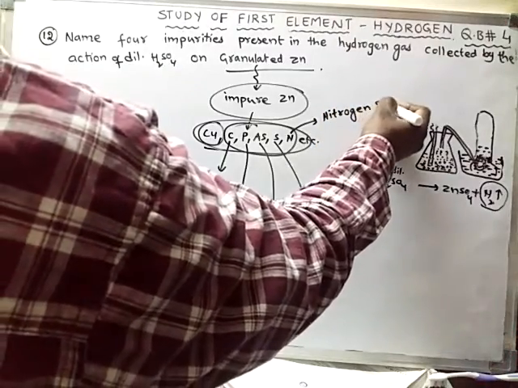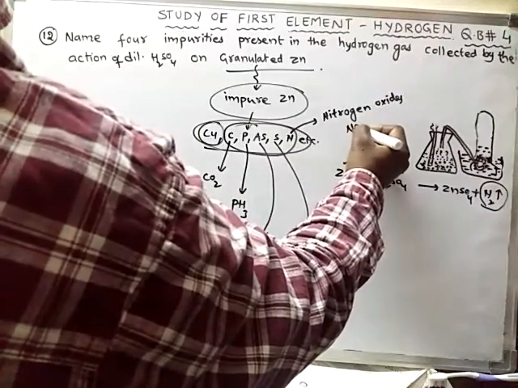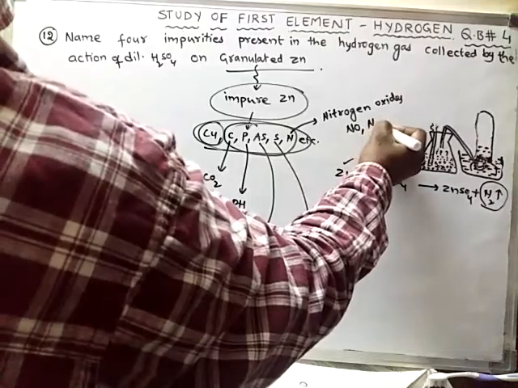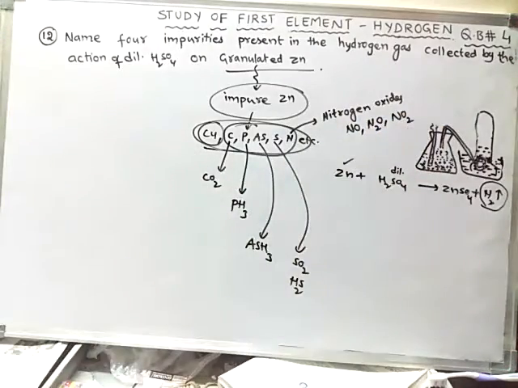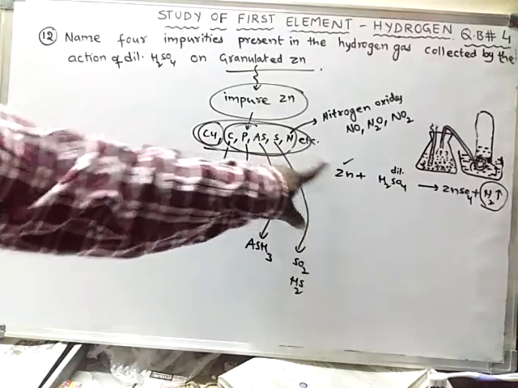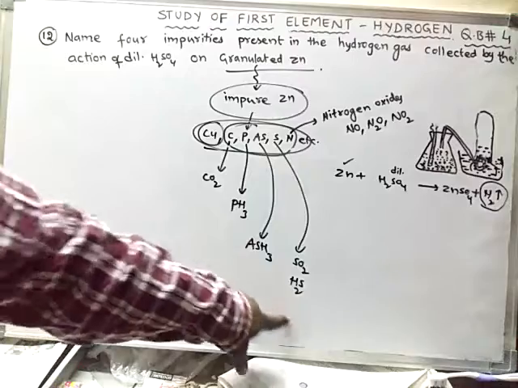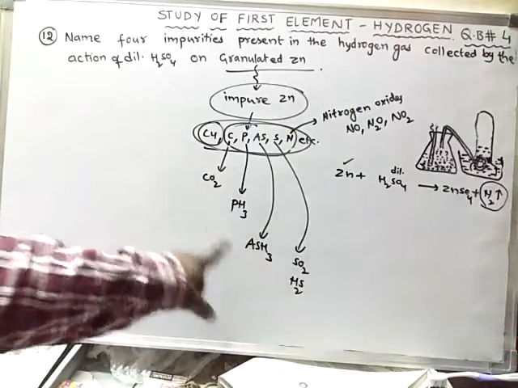Nitrogen oxides may be nitric oxide, nitrous oxide or nitrogen dioxide. So that means these are the impurities which are present along with the zinc. These impurities are converted into different gases. Okay, now these are gases.